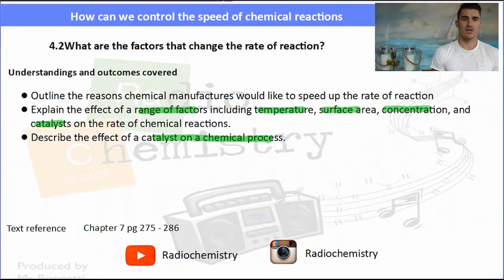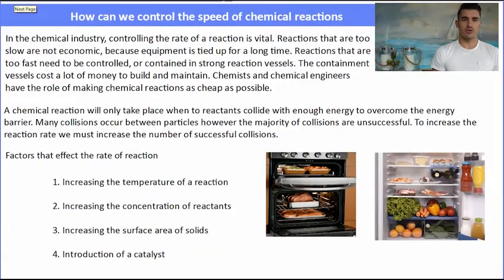So in the chemical industry, controlling the reaction rate is vital. Reactions that are too slow, they're not economic. Reactions that are too fast can be dangerous and are hard to control. So chemical engineers have the role of making sure that chemical reactions occur quickly, but also as cheaply as possible.